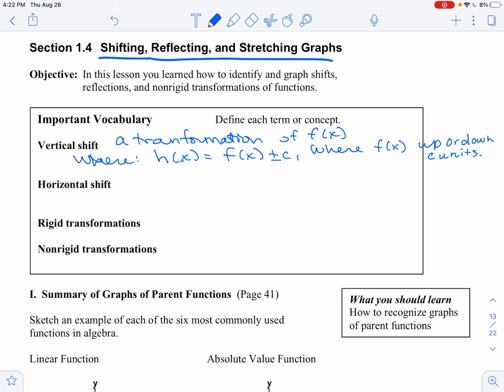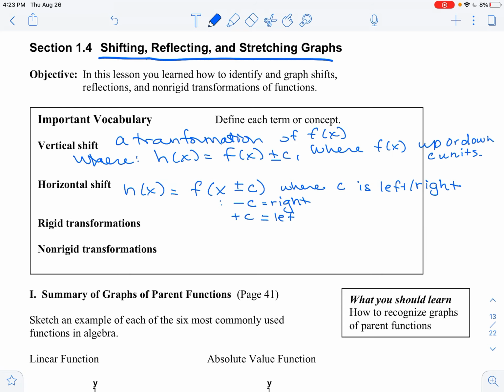So if it's f of x plus 2, that means we're going to take the function f of x and just simply shift everything up 2. A horizontal shift is really similar. It's where a new function equals the old function of x, but inside the parentheses of x, we add or subtract a value of c. What this does is shift it by c either left or right. Keep in mind, if it's a minus c, it goes to the right. If it's a plus c, it goes to the left.